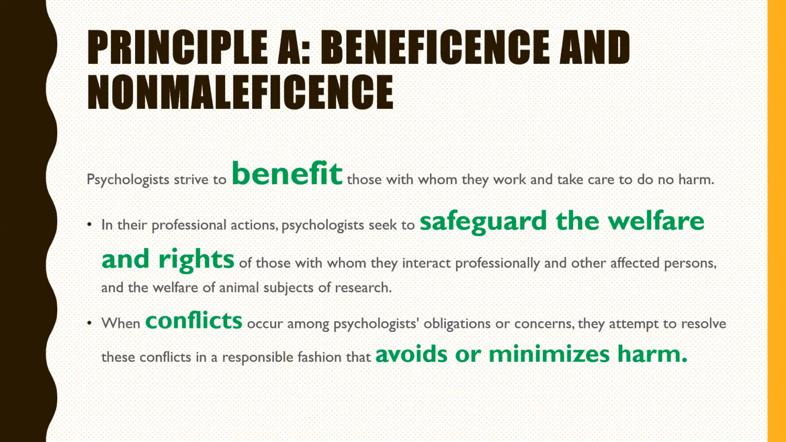So what are these aspirational moral principles? The first principle is beneficence and non-maleficence. This talks about benefit. You can say the word beneficence comes from the word benefit. So it talks about the requirement for psychologists to strive to benefit those with whom they work and take care not to do any harm. So what does this look like? What is it made up of?